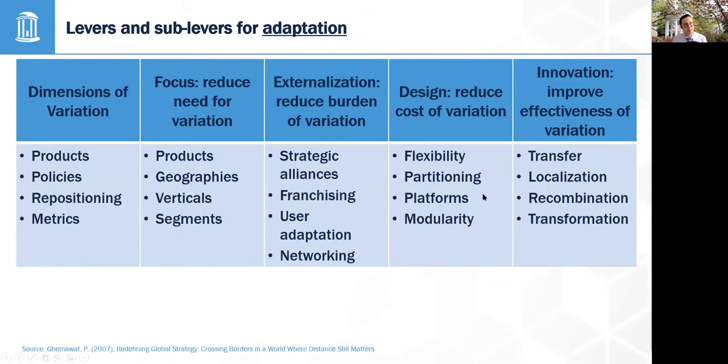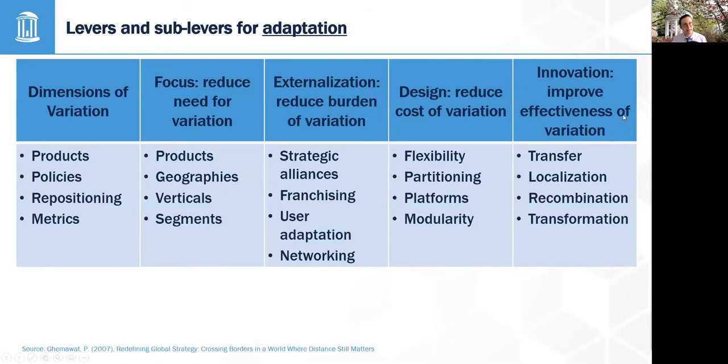You can design your products to reduce the cost of variation, essentially separating out those parts that can be the same everywhere from those parts that need to be adapted from market to market. So for example, with computers, the standalone part of the computer tends to be the same everywhere. And then the power plug or power adapter can be adapted from market to market. So that would be an example of modularity or creating a platform.